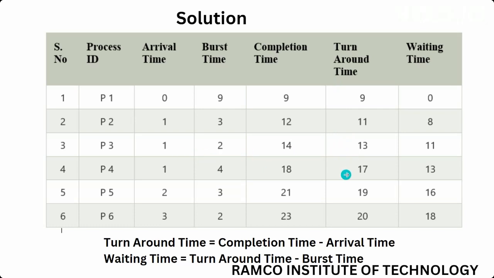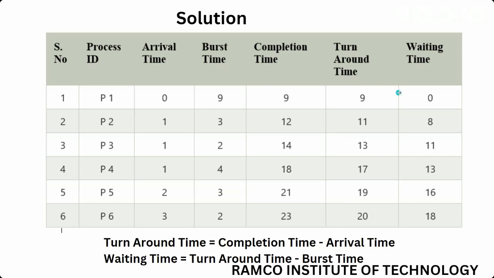Next process P4. P4 turnaround time is 17. Here the completion time is 18 and arrival time is 1. So 18 minus 1, 17. Next process P5. P5 turnaround time is 19. That is completion time 21, arrival time 2. So 21 minus 2, 19. Then turnaround time of P6 is 20. Completion time is 23 and arrival time is 3. So 23 minus 3, 20. So these are the turnaround times of each process.